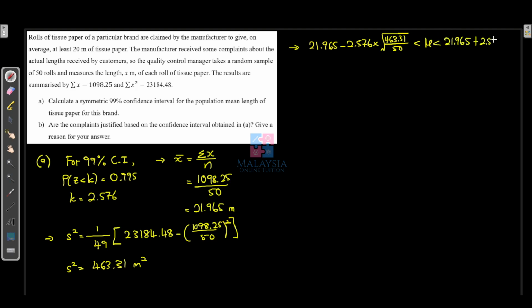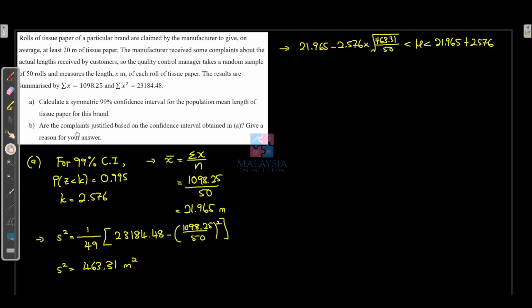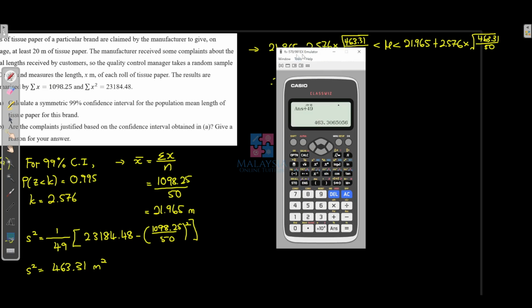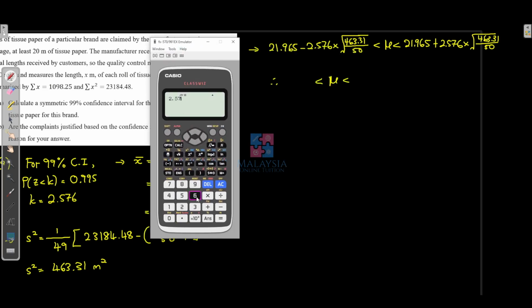we repeat everything, plus 2.576 times square root of 463.31 over 50. Okay, so that is the bit, right? So then we can first calculate the bit. So the bit is going to be 2.576 times square root of 463.31 over 50. So we can save this inside our letter A, for example.